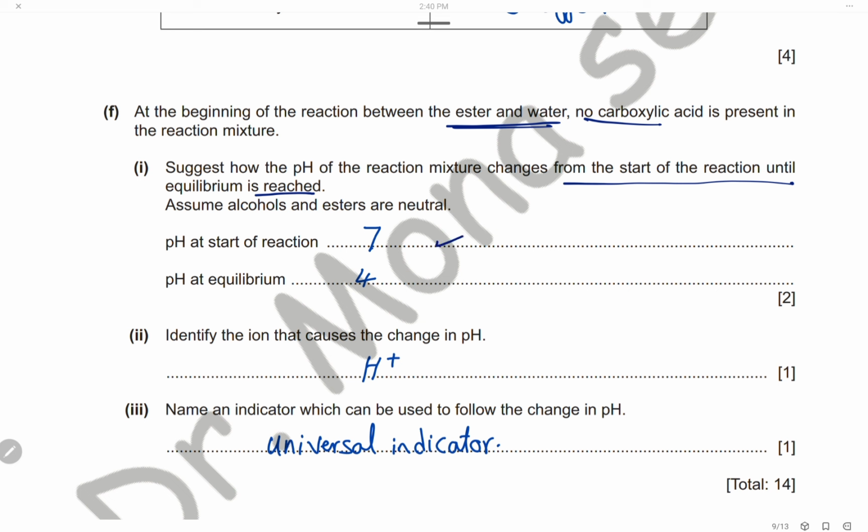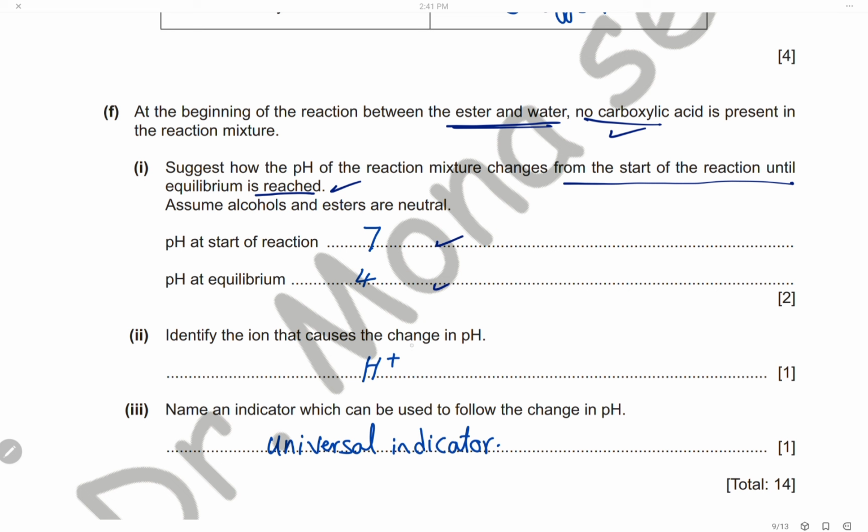After the equilibrium is reached, we have carboxylic acid, which is a weak acid, so the pH may be 4 or 5. We can write 4 or 5. Both are correct answers. So the starting pH is 7 and the final pH, or equilibrium pH, will be 4.